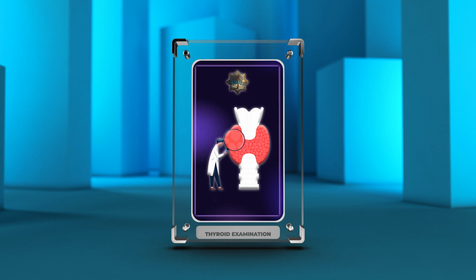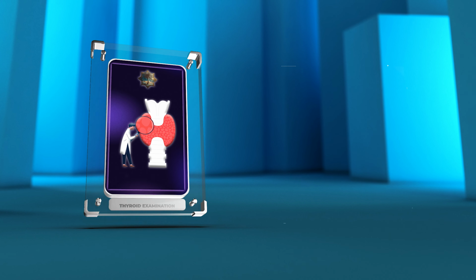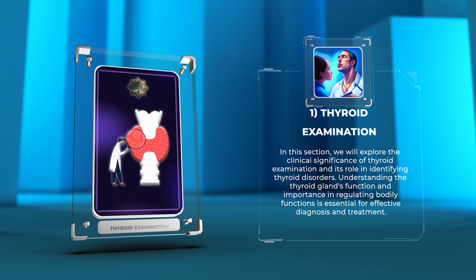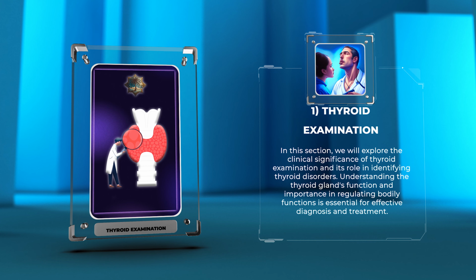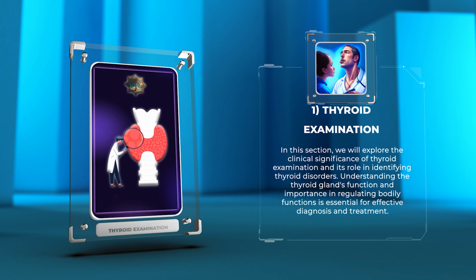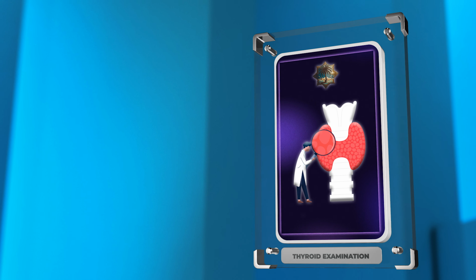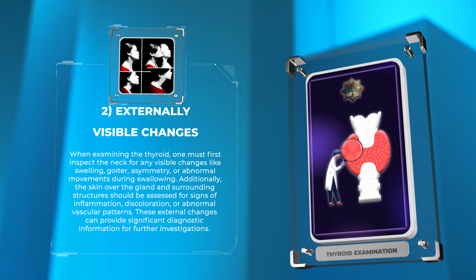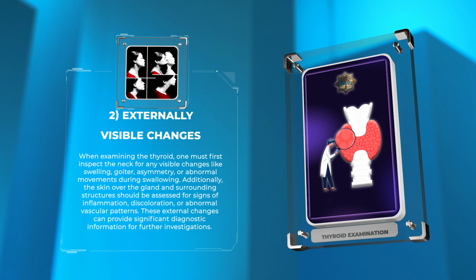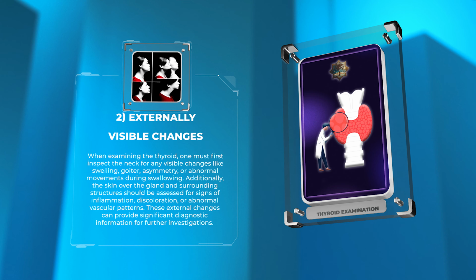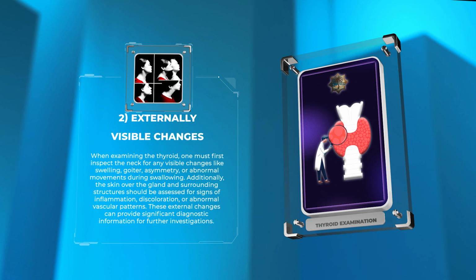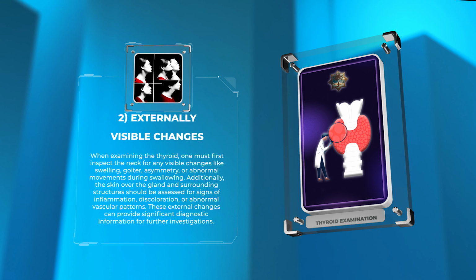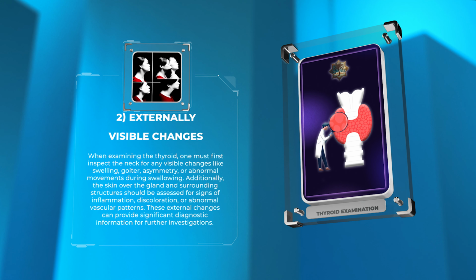Let's begin our exploration. In this section, we will explore the clinical significance of thyroid examination and its role in identifying thyroid disorders. Understanding the thyroid gland's function and importance in regulating bodily functions is essential for effective diagnosis and treatment. When examining the thyroid, one must first inspect the neck for any visible changes like swelling, goiter, asymmetry, or abnormal movements during swallowing. Additionally, the skin over the gland and surrounding structures should be assessed for signs of inflammation, discoloration, or abnormal vascular patterns. These external changes can provide significant diagnostic information for further investigations.